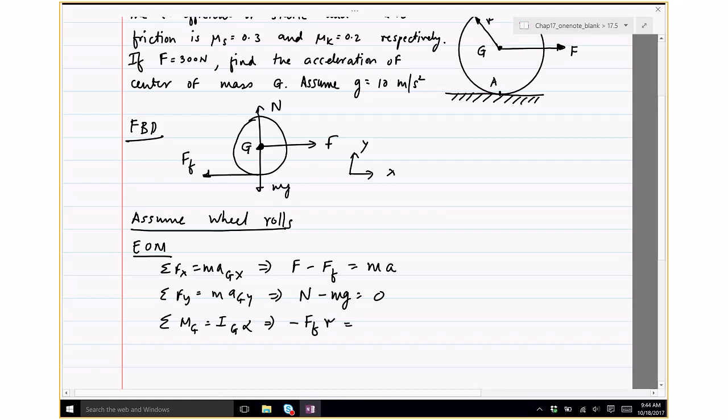Now I_G turns out to be half mR squared. We'll give it to you, yeah. We'll give you mR squared divided by 2. We'll give it to you.